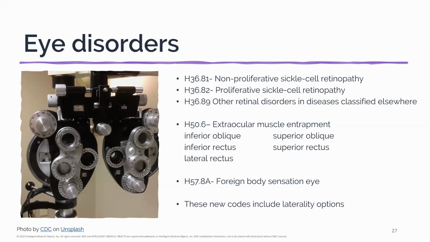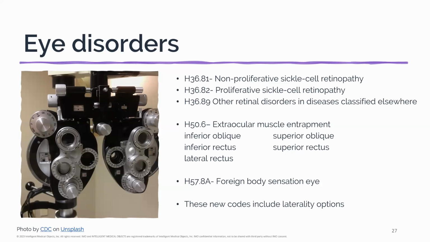We also have codes for extraocular muscle entrapment that have been expanded to capture which eye muscle gets trapped in a fracture line of the orbital floor. This affects the eye's movement, causing diplopia. That entrapment can lead to necrosis of the muscle, so it requires some surgical freeing of that muscle. There's 21 new codes in that section right there because they identify right, left, and unspecified laterality.